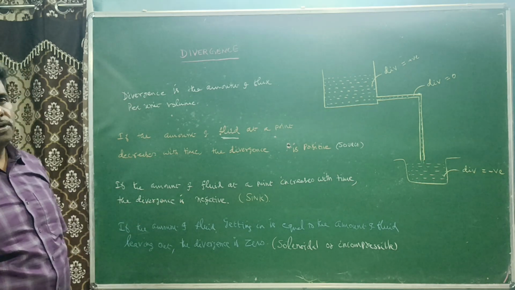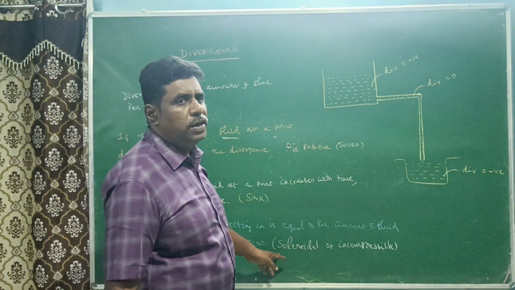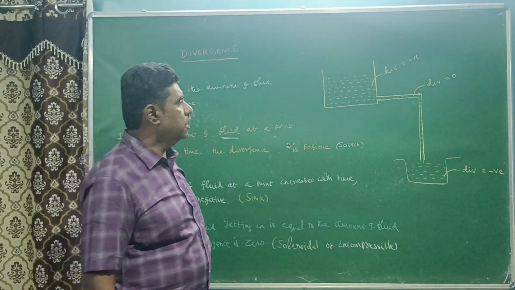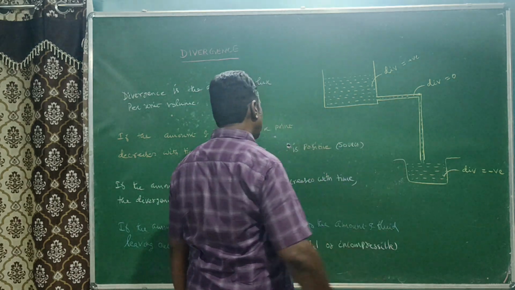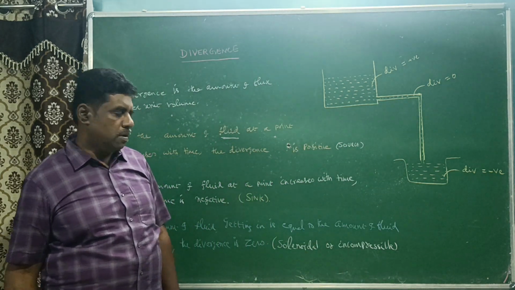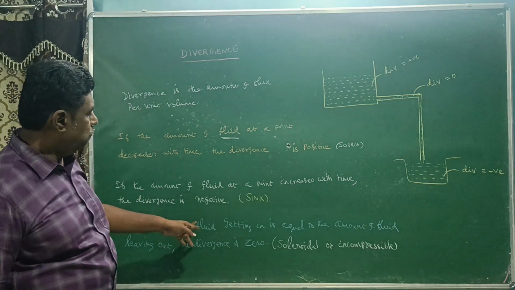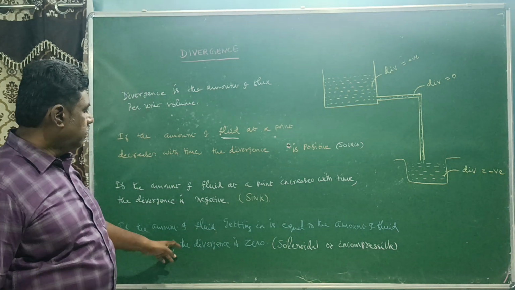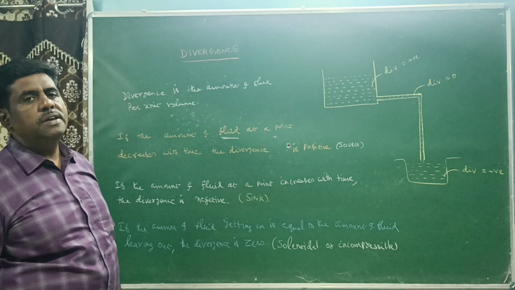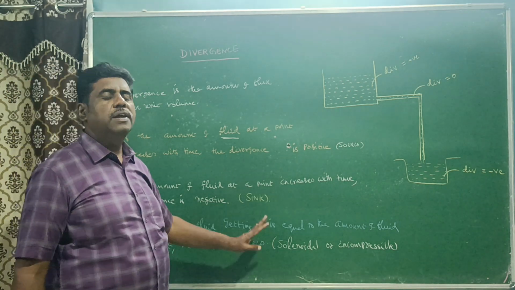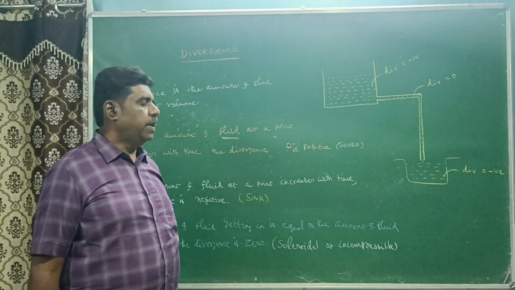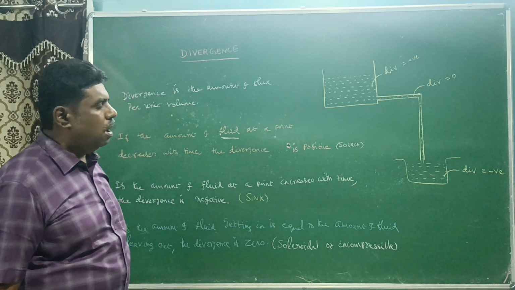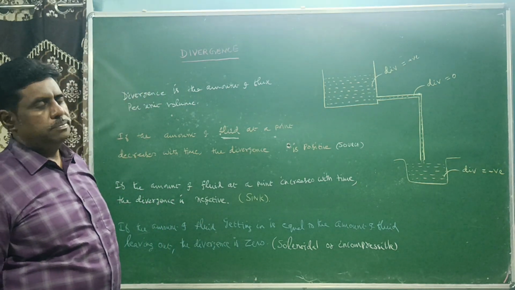If the divergence is zero, such a condition is called solenoidal or incompressible. Incompressibility of the liquid, because here the amount of water crossing a particular region is a constant. If the amount of fluid getting in is equal to the amount of fluid leaving out, the divergence is zero. Such a condition is called incompressible or solenoidal. If the divergence of a vector is equal to zero, such a condition is called solenoidal or incompressible.